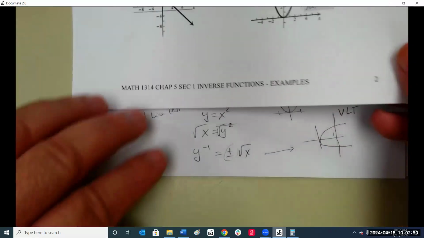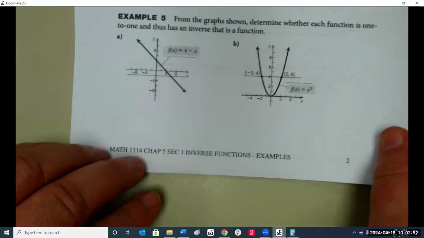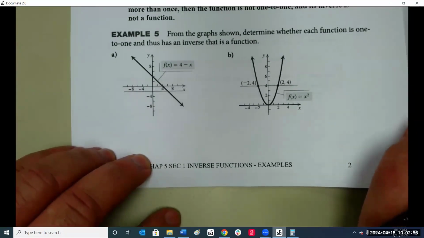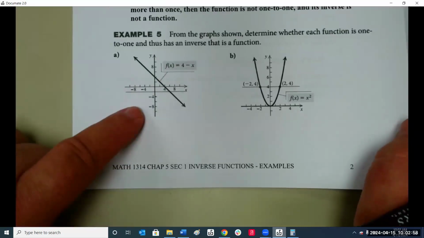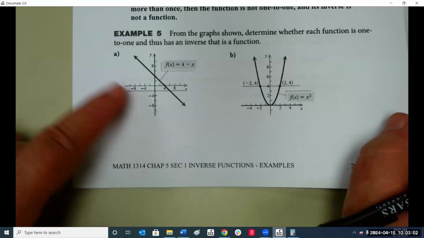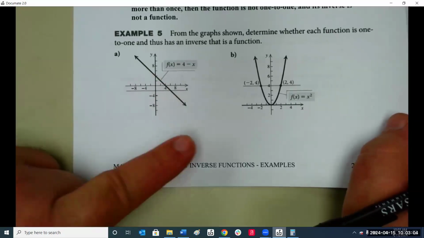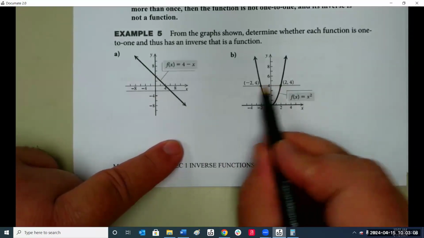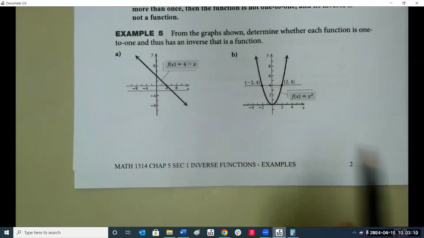Example 5. From the graph shown, determine whether the function is 1-to-1 and thus has an inverse. Does the first one have an inverse? Yeah, because it passes the horizontal line test. How about the second one? No, it fails the horizontal line test because it crosses at 2 points.